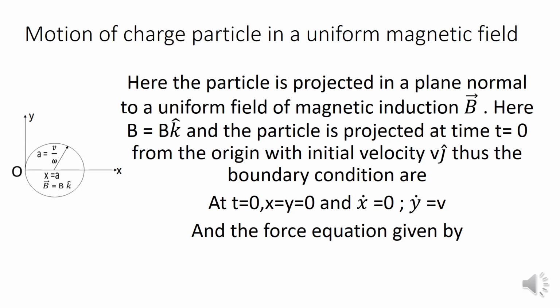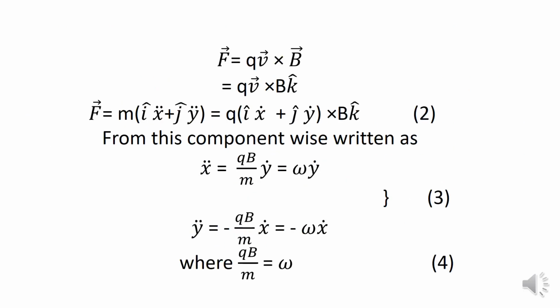And therefore the force equation may be expressed as capital F is equal to Q into V cross B. Here Q is the amount of charge and V is the velocity of the charged particle, and capital B is the magnetic induction vector. And this equation may be written as QV into B into k hat, as B is applied along the Z direction. Therefore we can write it.